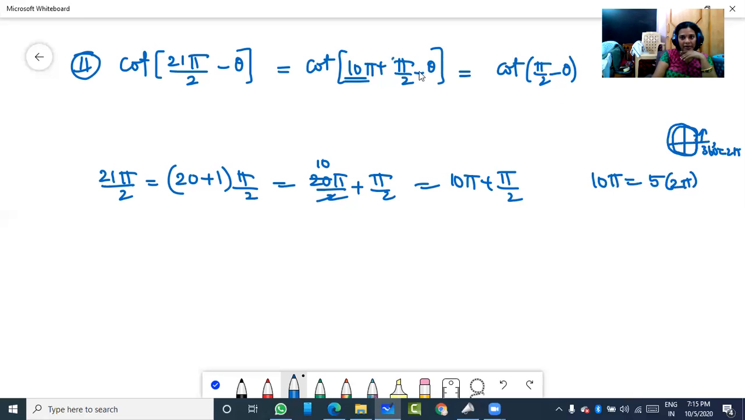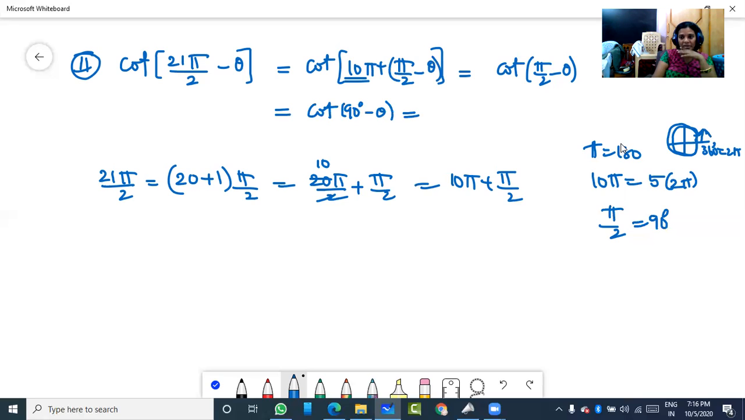Okay. Here we can take cot(10π + θ), this becomes cot θ. Then cot(π/2 − θ). Pi by 2 is nothing but, pi is 180 degrees, pi by 2 is 90 degrees. It is cot(90° − θ). Cot of pi by 2 minus theta means it goes to the first quadrant.